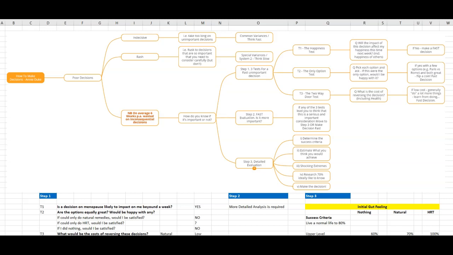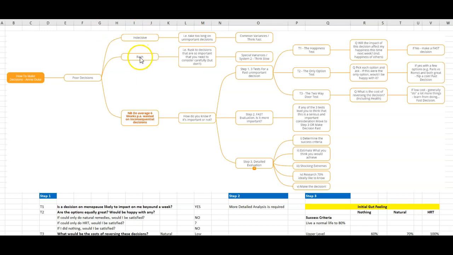Now with this part of the tutorial, we're going to focus on the more robust element of decision making where the decisions are important. But here's just a quick overview just so you can see how it all pulls together. Annie Duke believes that we waste about 6 working weeks on inconsequential decisions. So that's where we're being indecisive and we're taking a long time over unimportant decisions. So that's largely what we're trying to tackle with the decision tool.